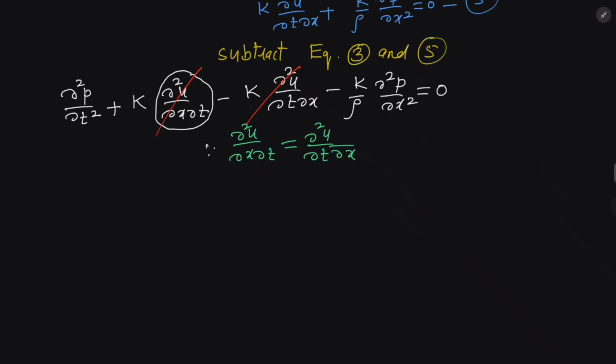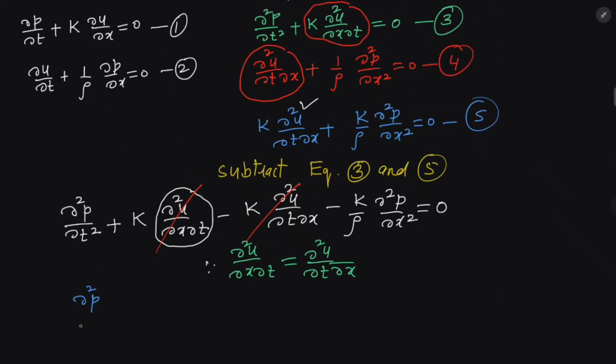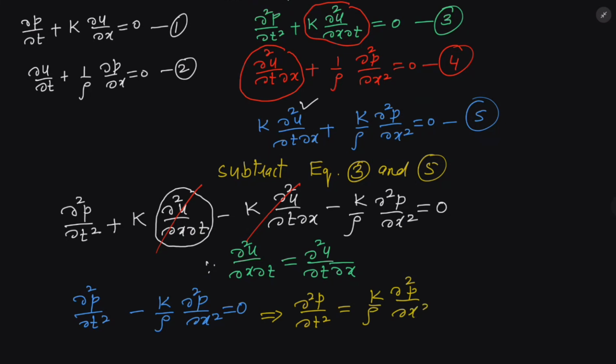What we get at the end is partial square p by partial t square minus k over rho partial square p by partial x square is equal to 0. And solving it further, we get partial square p by partial t square is equal to k over rho partial square p by partial x square.